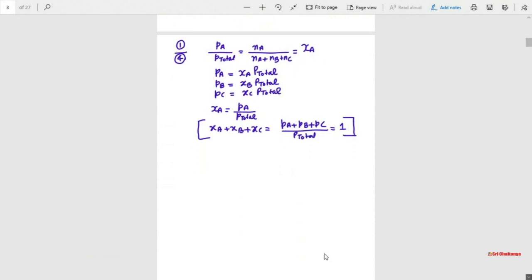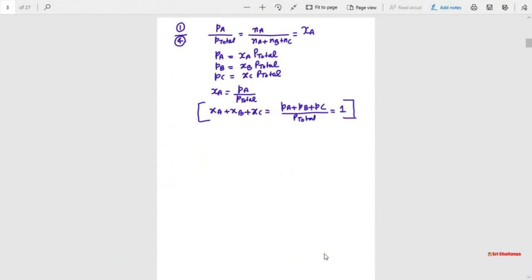Dalton's law of partial pressure is valid for a non-reacting gaseous mixture. That gas may be real or ideal. We can write Dalton's law in two forms. One is that the partial pressure of a gas A is equal to the mole fraction of that gas times P total. The other is that the sum of the partial pressures of all the components of a gaseous mixture is equal to the total pressure. Right?